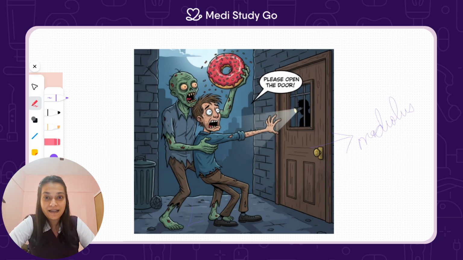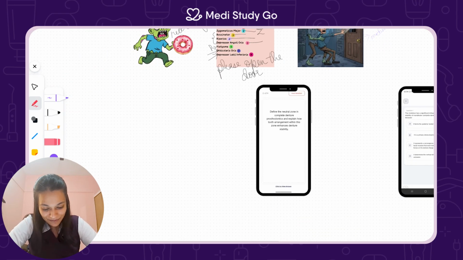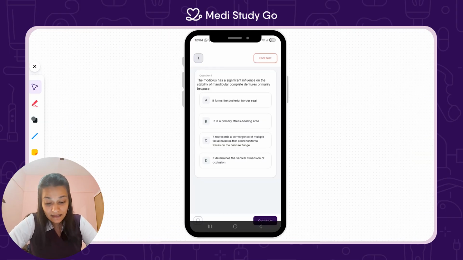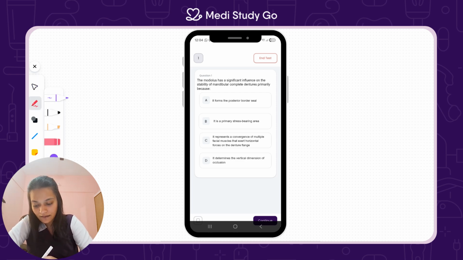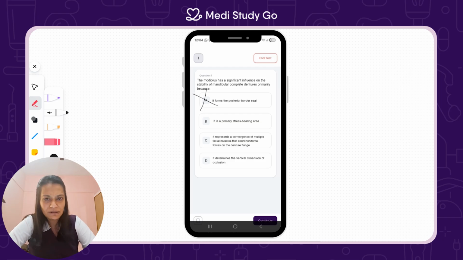So now let's quickly solve the MCQ. The modiolus has a significant influence on the stability of a mandibular complete denture, primarily because it forms the posterior border seal. Do you think that's the truth? No, it's not. It's nowhere related to forming the posterior seal. It's a primary stress bearing area. Again, no. Modiolus has no relation with the primary stress bearing area.